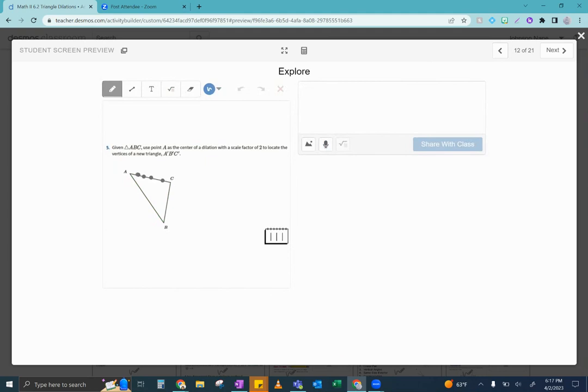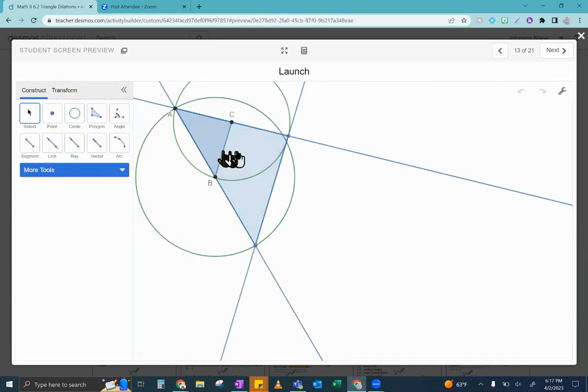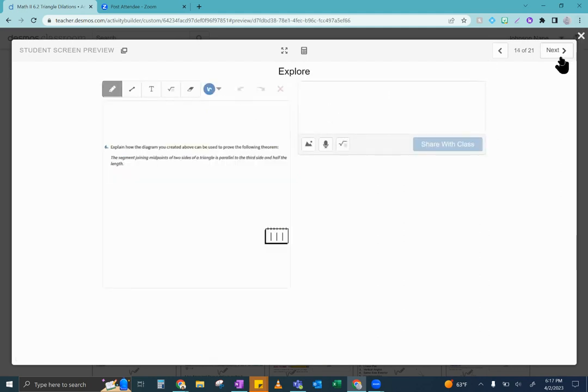So let's see what they ask us to do. It says, locate the two new vertices, which we did. So now let's just label them. Label this one C prime, and you would label this one as B prime. And that's it. That's all they wanted to know.